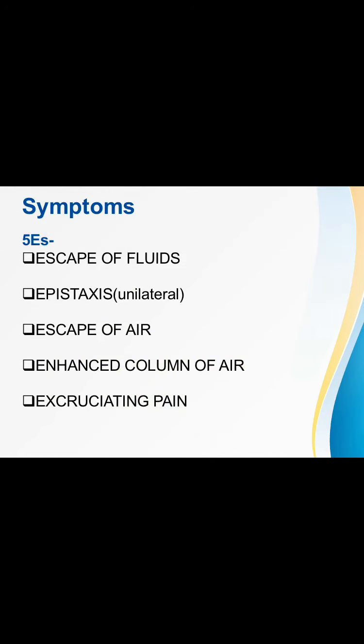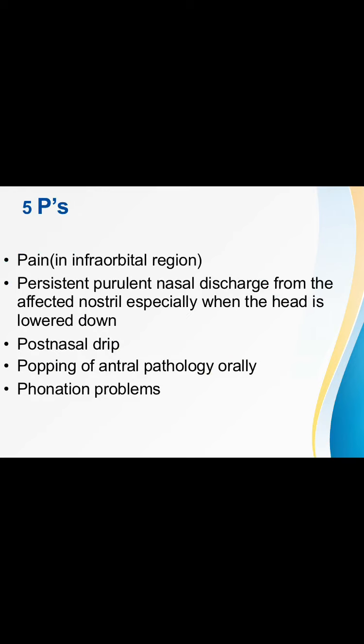The symptoms are the 5 E's, which describe escape of fluids, epistaxis, which is unilateral most commonly, escape of air, enhanced column of air, or excruciating pain. The 5 P's are pain, which is mostly encountered in infraorbital region, persistent purulent nasal discharge from the affected nostril, especially when the head is lowered down, post-nasal drip, that is the trickling of nasal discharge from the posterior nares down the pharynx, popping of antral pathology orally, and phonation problems.